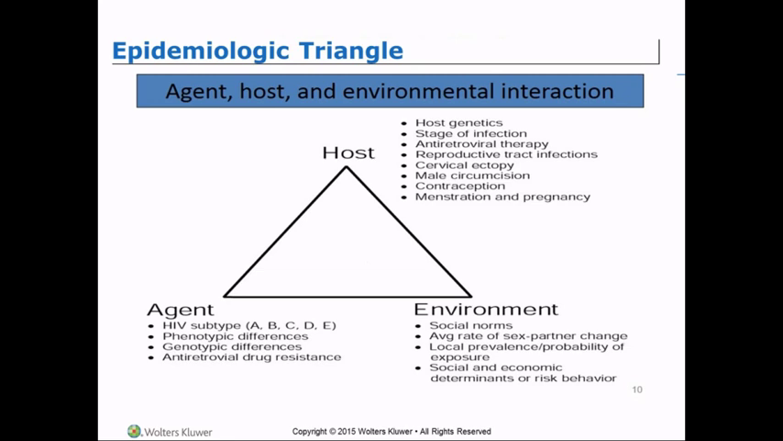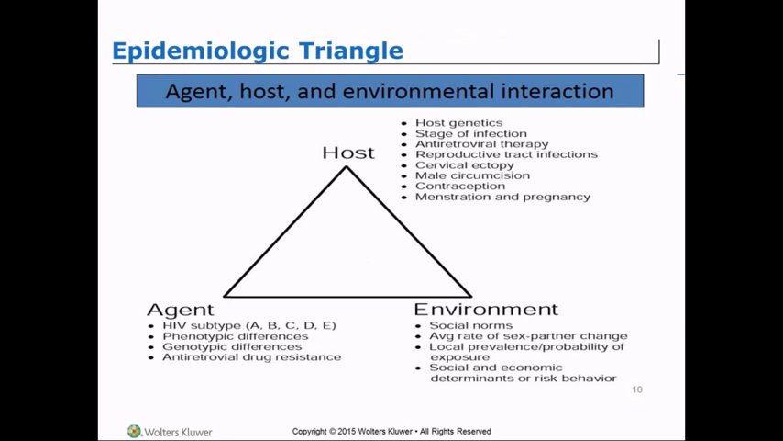Next, look at the top of the triangle at the host. There are many factors that influence the host in this relationship. The host's genetics, the stage of infection, the antiretroviral therapy prescribed, and other factors will affect the way that the host manages this disease. Some factors are modifiable, such as the stage of infection or access to drug therapy. This is where primary and secondary prevention play a role. But many of these factors are non-modifiable, such as genetics and pregnancy.